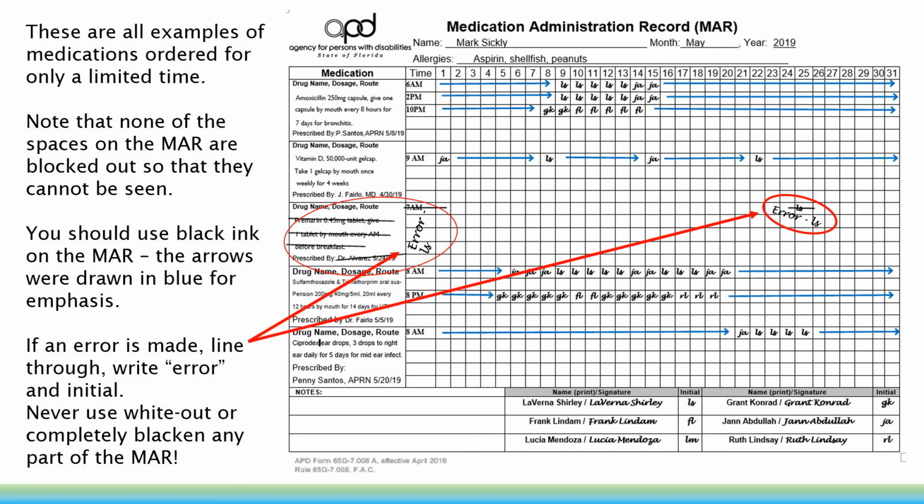In this case, the error was stating the medicine on the wrong MAR, indicating the first dose. No documentation is needed on the back of the MAR. Whiteout should never be used. Again, never be used. And you should never completely blacken any square.